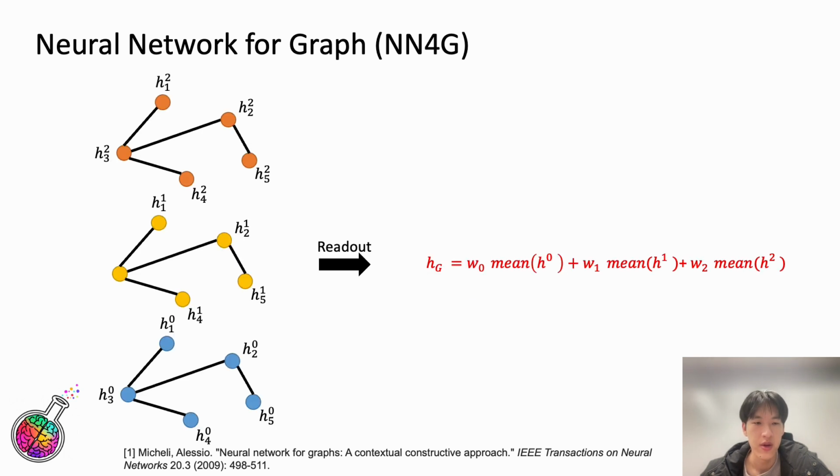So what about the readout of this method? It is very simple. We calculate the mean value of each layer graph and then do a weighted sum of these three mean values. And then after that we will get a single feature for the whole graph.